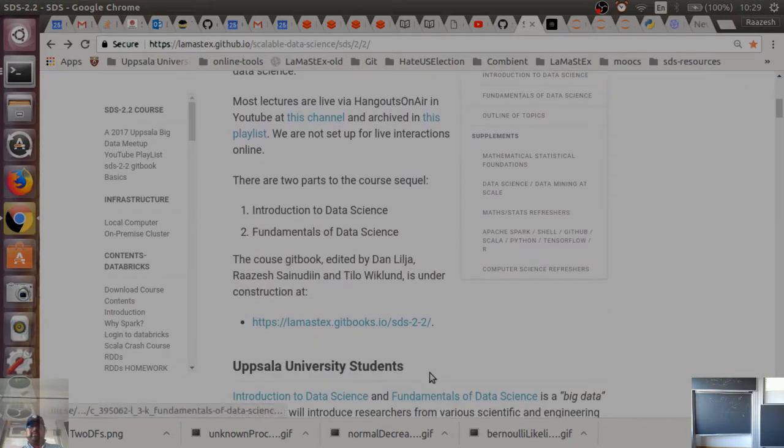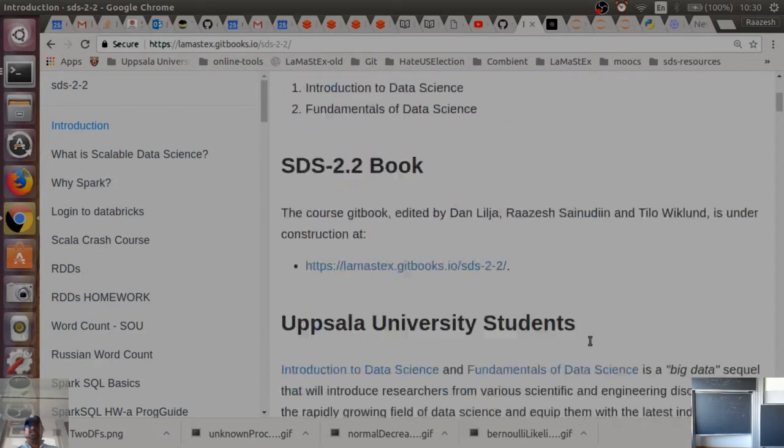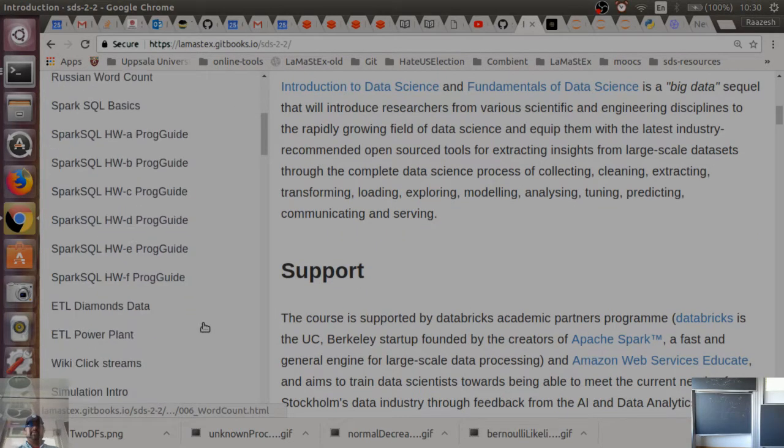And we are working on a Git book. The Git book currently is broken because I broke the maximum MBs allowed in the Git book public version. So I have to find a way around it, but basically it's also available as a Git book, all the content here.